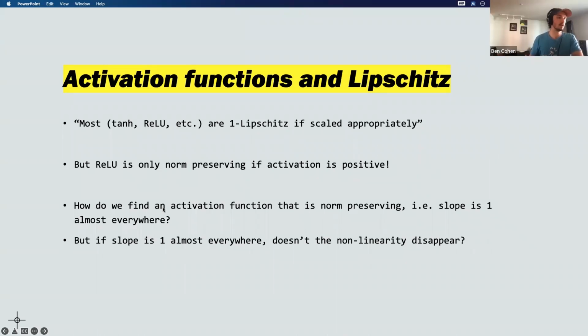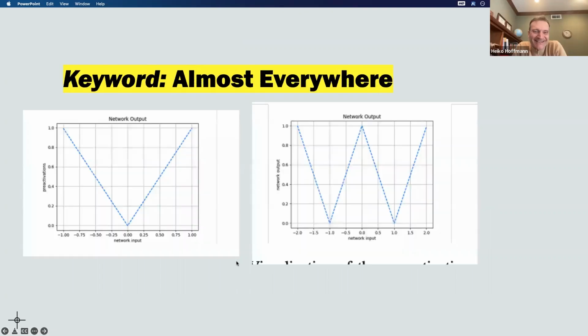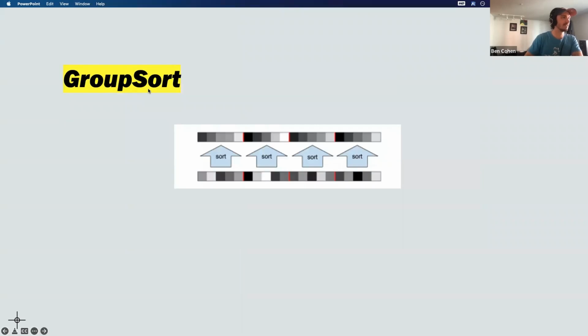So this seemed like a bit of a conundrum to me. You're looking for a nonlinear activation function that's norm preserving. So the slope is 1 everywhere, but then isn't that just a linear function? So what's going on here? Right. Okay, so here's how I interpreted this. First of all, actually, no, let's go to the next slide.